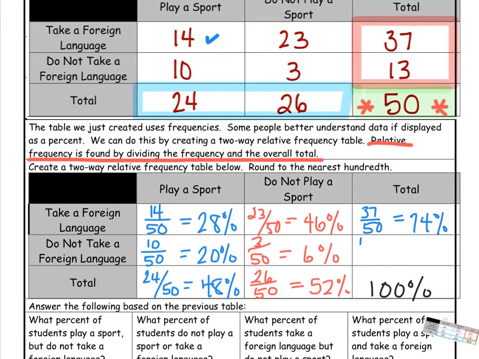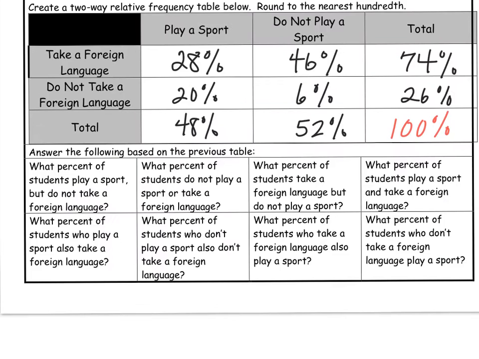And then 13 out of 50 students do not take a foreign language, and that's, whoops, it's not 100%. That would be 26%. And again, we did it correctly. 74% plus 26% is 100%. So now we're going to answer the following questions based on the previous table.